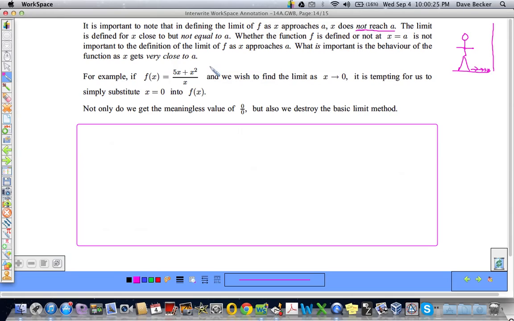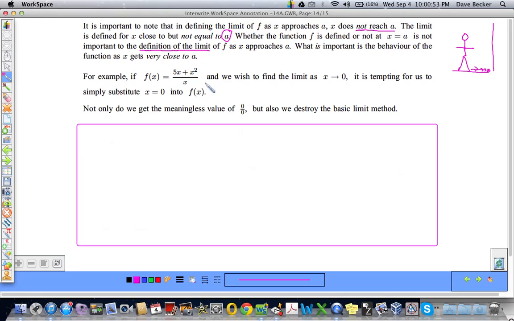It's defined as the behavior of the function as we get closer and closer to that particular x value, which we just say is a, some arbitrary value a. Whether the function f is defined or not at x equals a is not important to the definition of the limit of f as x approaches a. What the heck does that mean?